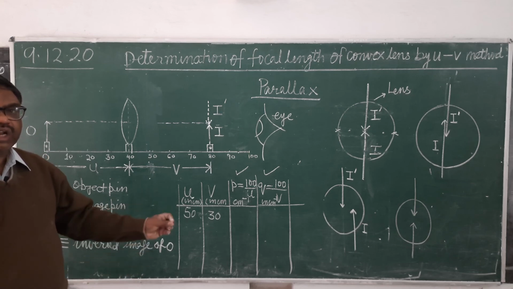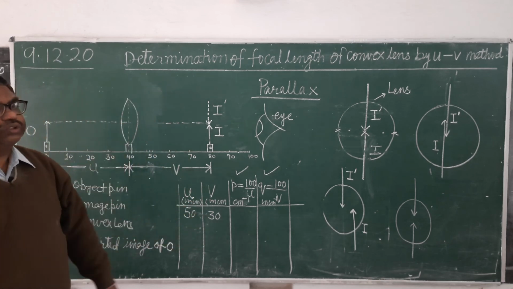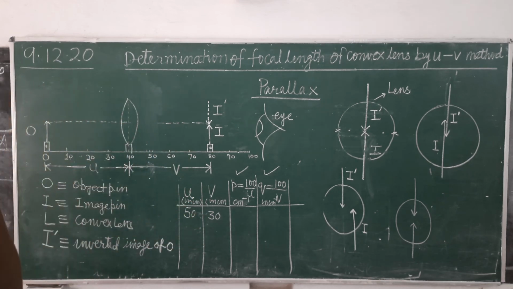Sometimes they ask to draw the graph. The only experimental part is this: for different values of u, determine the value of v. So I hope that you have understood this. You go through this video, and when you come to the school, you do the experiment. I have explained the basics of this experiment of the UV method. I hope that when you go through this, you will not find any difficulty during the actual working of the experiment. It's clear? Thank you.